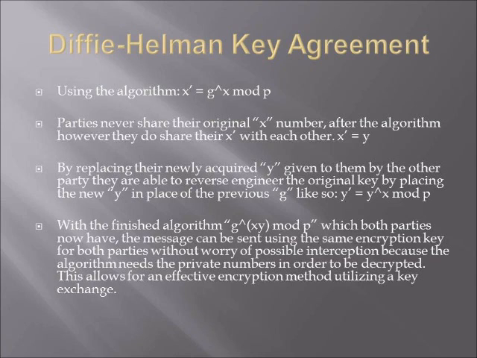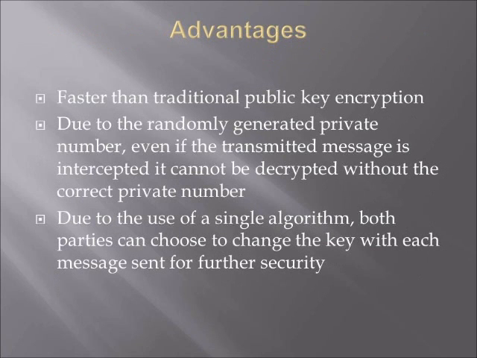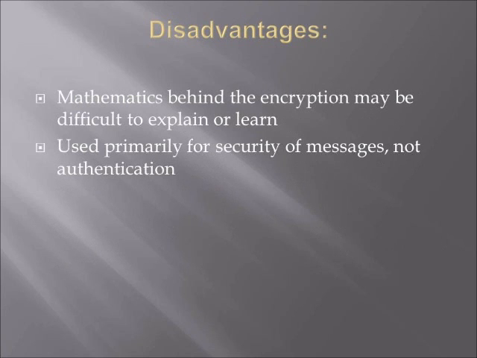With the newly acquired x prime in hand, each party uses the same algorithm again, only now switching out the g in its place. The final formula is now the same for each party. This is now the newly created key, done in secret, and can now be used to transfer encrypted messages. The Diffie-Hellman key agreement is a fast alternative to the traditional public key encryption and is a very safe process.